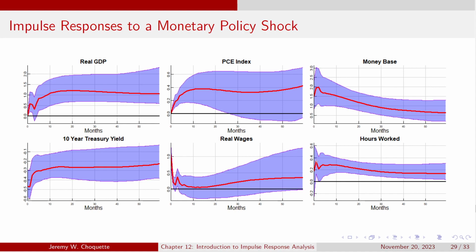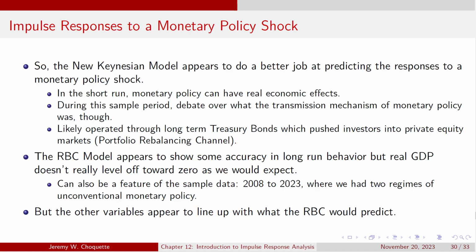But it does increase, and its maximum deviation is about 0.36 percentage points above zero. So the qualitative responses in all of these variables are consistent with what the New Keynesian model would be predicting. Now, it appears to do a better job at predicting the responses to a monetary policy shock than, say, the real business cycle model does. In the short run, monetary policy can have real economic effects.